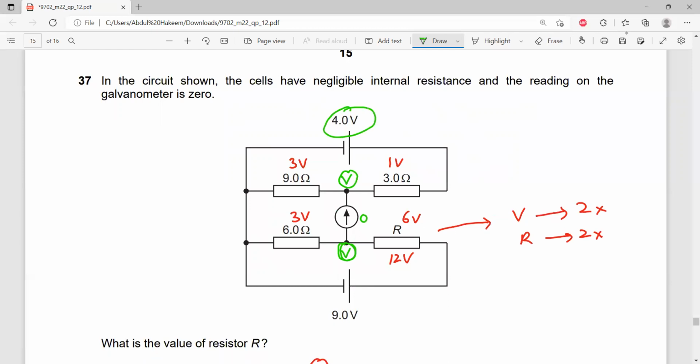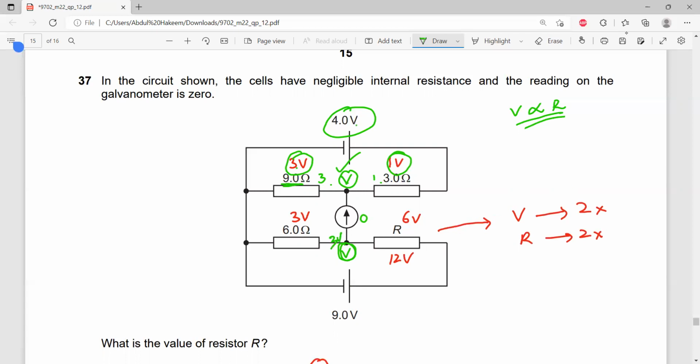The ratio between these two resistors, 3 and 9, is 3:1. So according to the potential divider formula, voltage and resistance are both divided in a similar ratio. So the 4 volt is also divided in the same ratio: 3 volt here, 1 volt here.